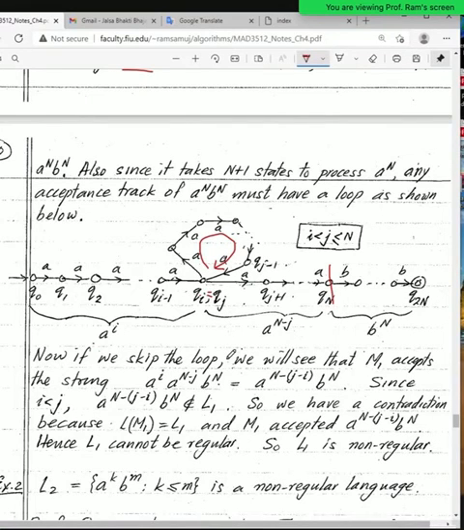And then you say, since I is less than J, this string, A to the N minus J minus I, B to the N, is not a member of L1. So we have a contradiction because why? The machine is supposed to accept things that only L1 allows, and L1 has matching. This is a contradiction because L of M1 is equal to L1, and M1 accepted something that was not matching. It had more B's than A's. Therefore, L1 cannot be regular. Therefore, if it can't be regular, it's non-regular.